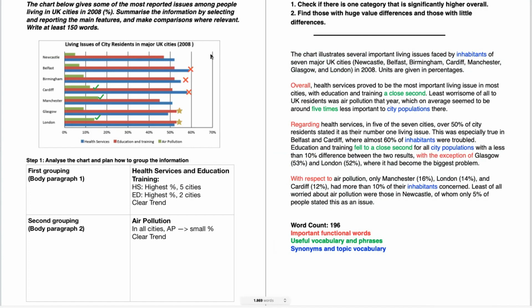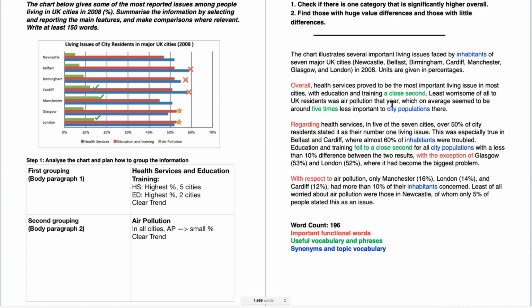They live there, they are inhabitants. And for our overview, it's basically what we talked about here. It says overall, which is a great way to talk about an overview, health services prove to be the most important living issue in most cities, which is exactly what we said, with education and training a close second. This is a great way to say that something is not too far behind. And then we have least worrisome of all to UK residents was air pollution that year.